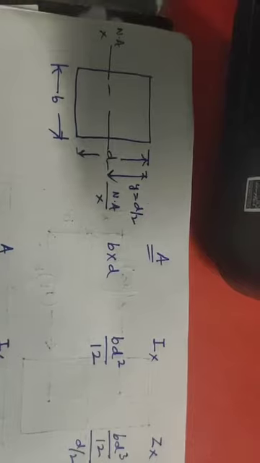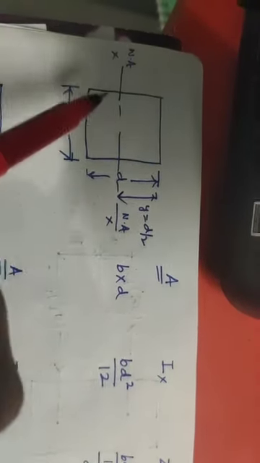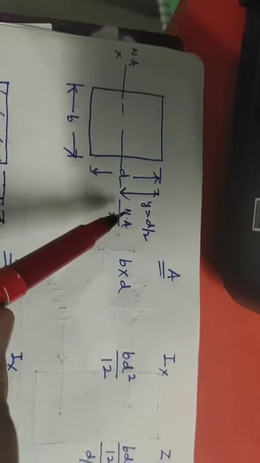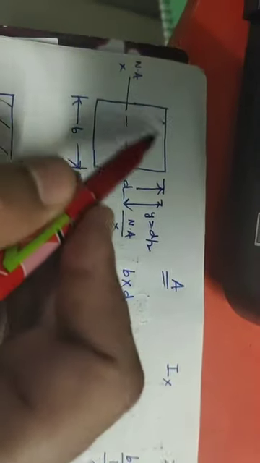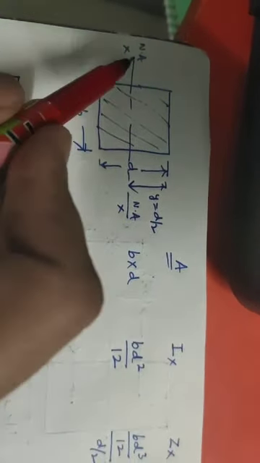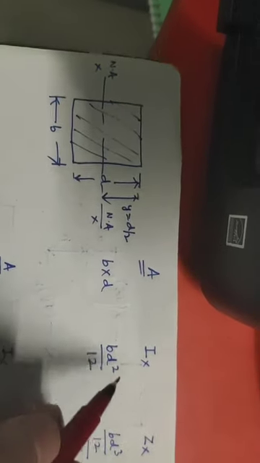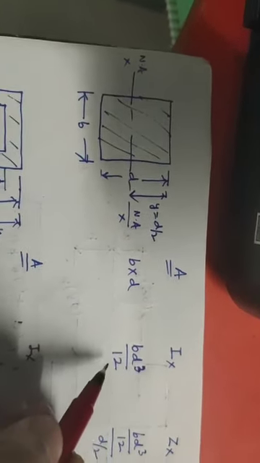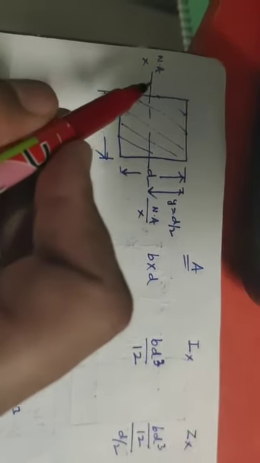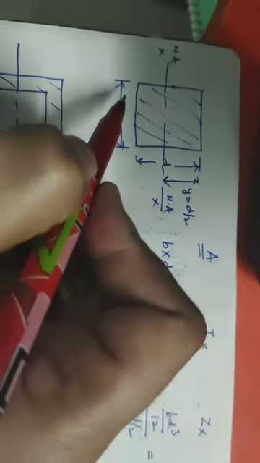Consider a rectangular cross section. The width is B, the depth is D. This is the neutral axis about which the stress is 0. So the area of this rectangular section will be equal to B into D, and the moment of inertia about the x-axis will be equal to BD cube upon 12. That is the moment of inertia about this axis. About the y-axis, the moment of inertia will be D into B cube by 12.